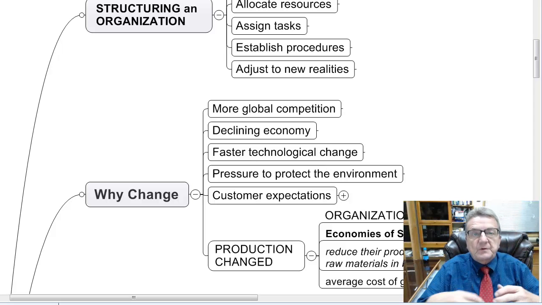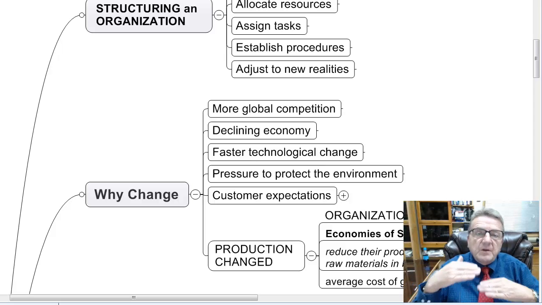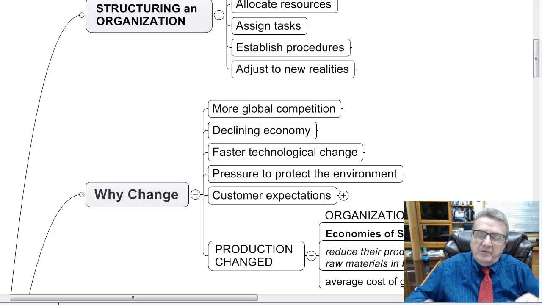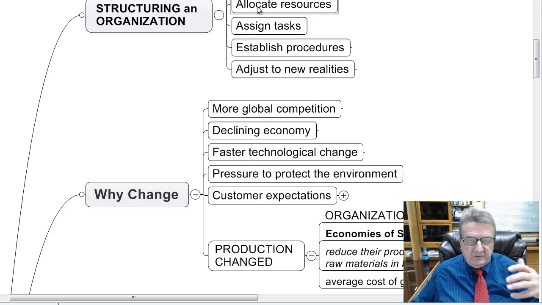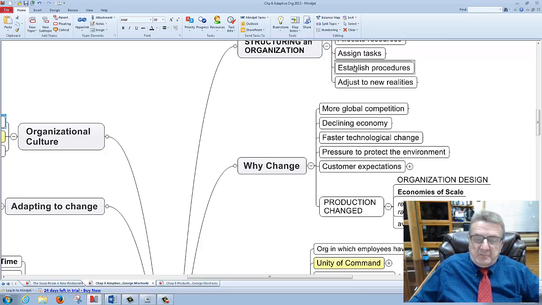In business, as a business grows, whether it's a partnership or a franchise or a larger organization, we have specialization. We break up either by division or by functionality, for lack of better words. When I look at how a company is organized, we're looking at allocating resources, assigning different tasks, establishing procedures and rules, and adjusting to new realities. Remember, what you're going to find out about organic and mechanistic organization is that the environment has a big impact on the organization, just like it does in our personal life.